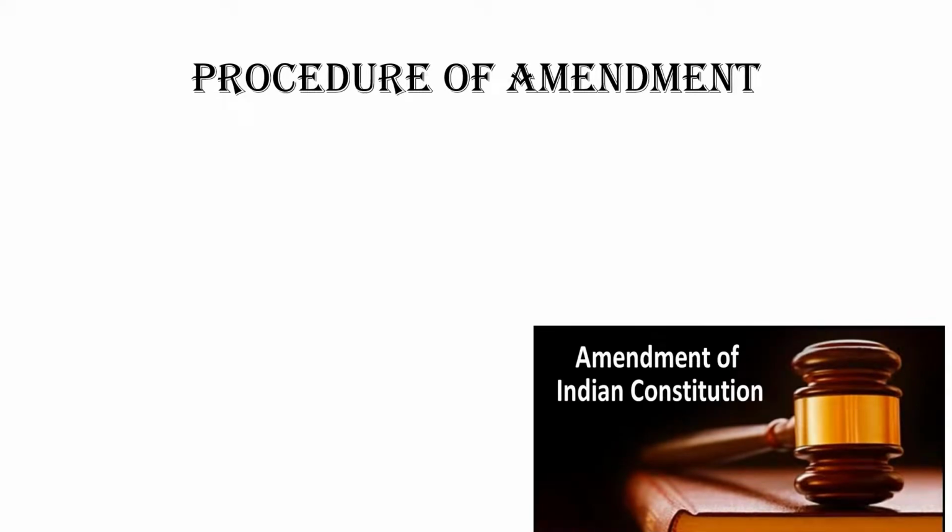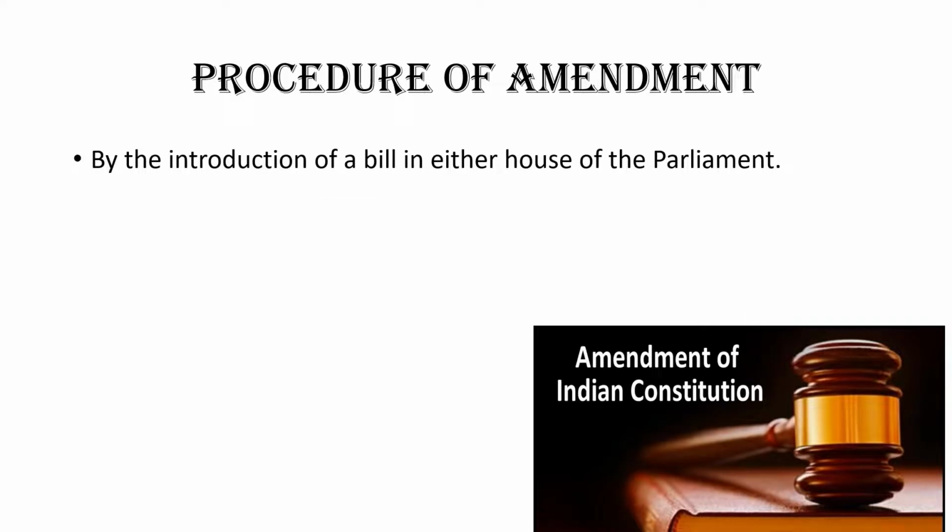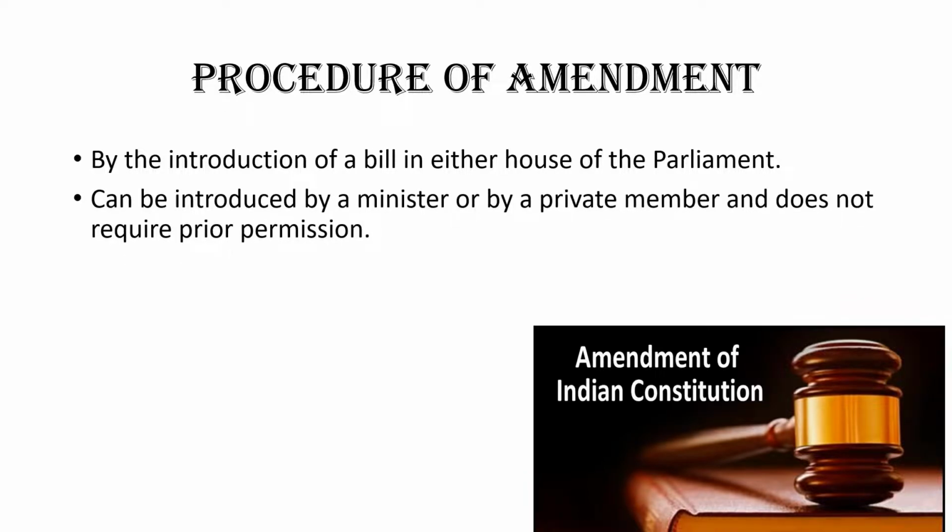Now, do you all know what is the procedure for the amendment of the Constitution? The procedure for the amendment of the Constitution as laid down in Article 368 is as follows. An amendment of the Constitution can be initiated only by the introduction of a bill for the purpose in either house of the Parliament and not in the state legislatures. The bill can be introduced either by a minister or by a private member and does not require the prior permission of the President of India.